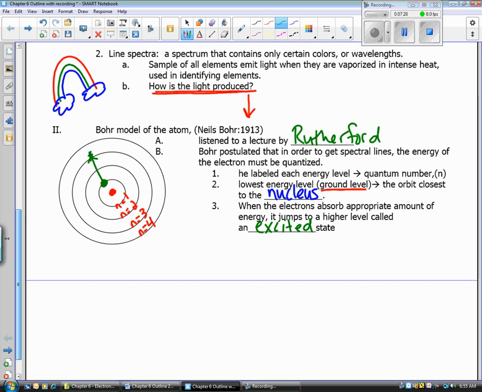It's jumping up. Now, just like kids with sugar, once it's jumped up there, it releases that energy and comes back down, right? So it has the energy, absorbs it, jumps up, and then it drops right back down to where it was before. When it drops down here, it has to release that energy. It releases energy, and we see a color of light. That's the visible part that we see.